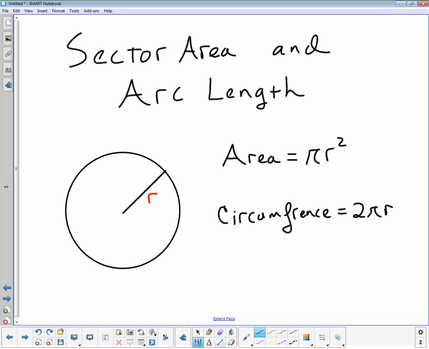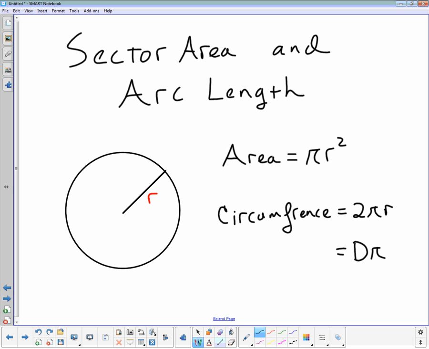All right. Now, the diameter of a circle is twice the radius, remember? So you can also write the circumference as the diameter times pi. Okay? They're basically the same formula. Well, they are the same formula.